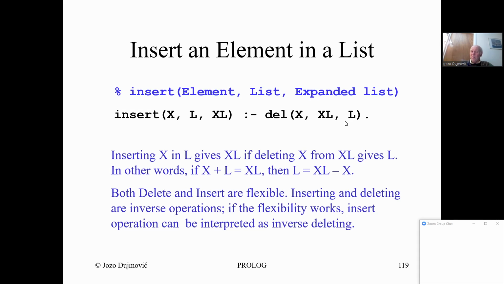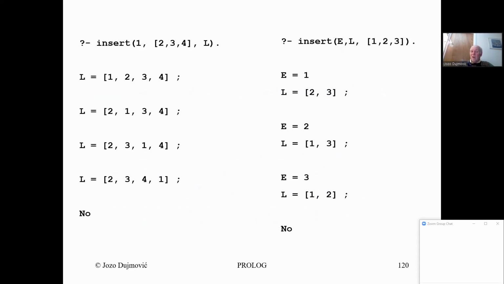And because of flexibility, I can use such solutions. So when I insert 1 in list 2, 3, 4, I'm going to get list L by inserting 1 as the first element, or second element, or third element, or last element of the list. And there should be 4 solutions. I can put 1 as the first, second, third, and fourth element in this list. Is this clear?